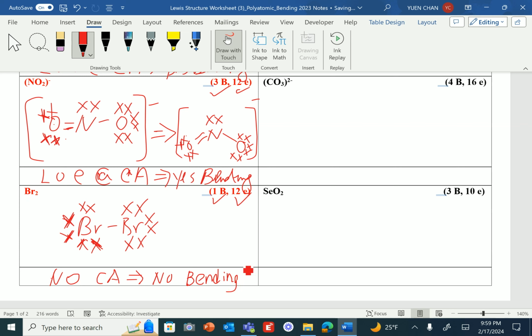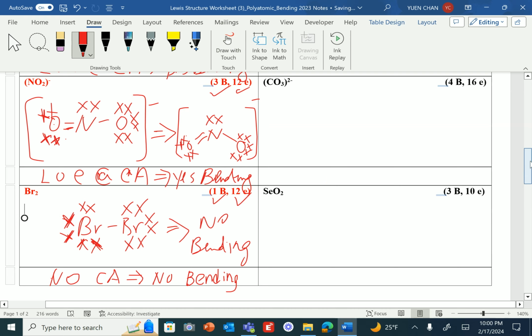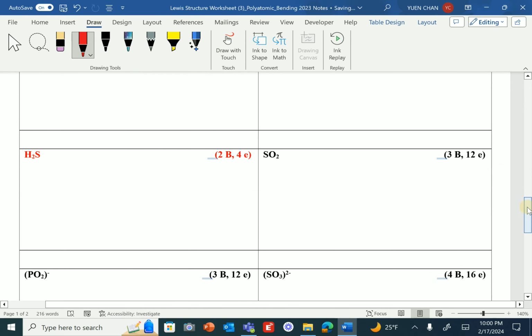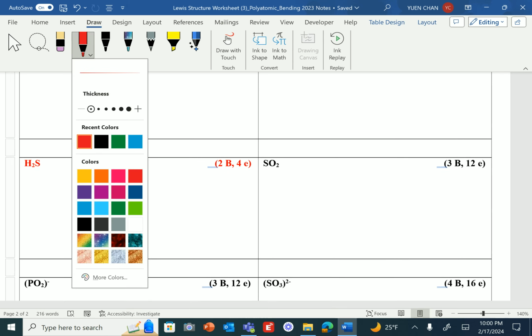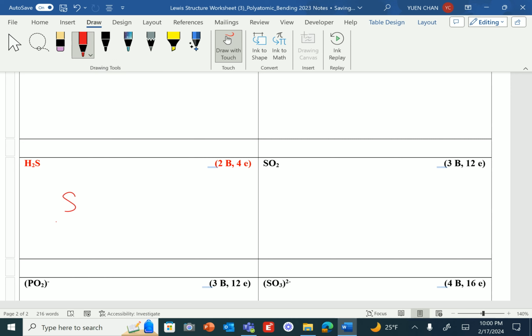So you want to also write down no bending on the top to tell me that you think about bending. Okay, so that will be page 1. And then let me go to the last page, which is H2S. So H2S, again, you ask yourself, do you have a central? If you have a central, which one it is, and how many bonded, and what's the basic shape? So my central is S. And then H is on the two sides, so that will be a linear shape.